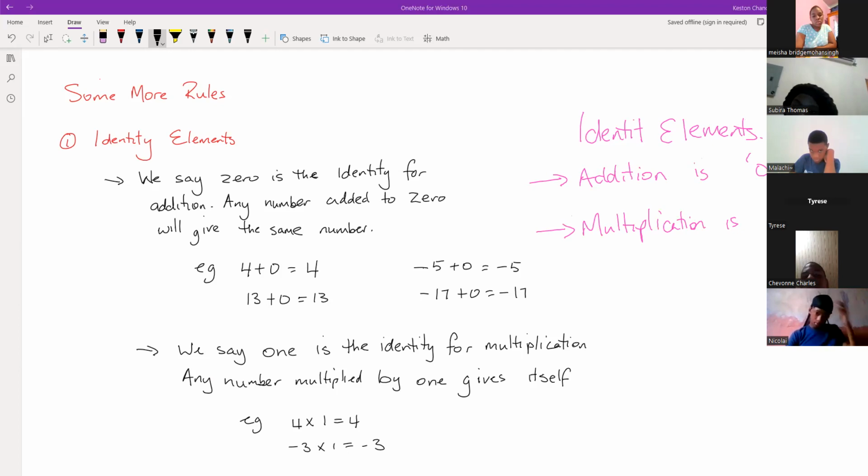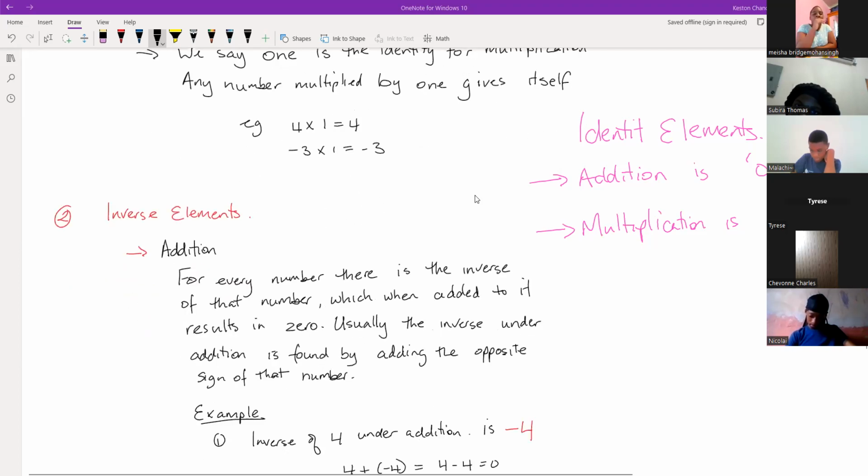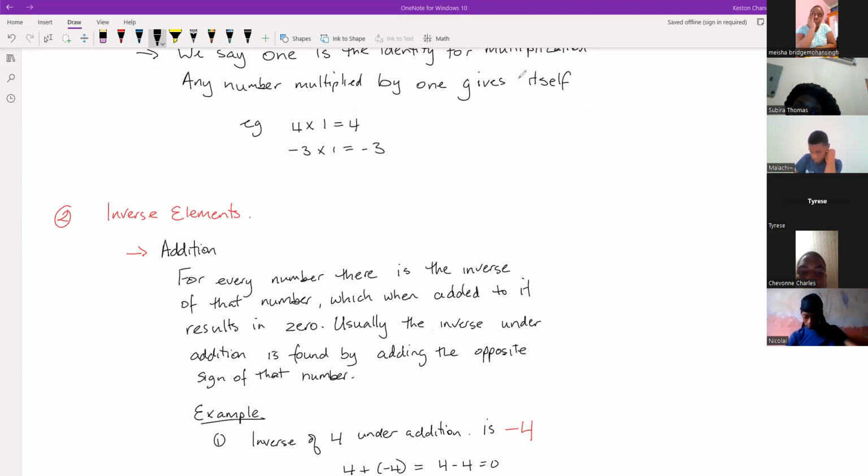So this is just things you need to know. They're not really going to ask you a question where you have to work out something, but you just need the general knowledge. You need to know these laws. You see them in algebra, and you also need to know these identity elements. From time to time, it may come in a bit useful.